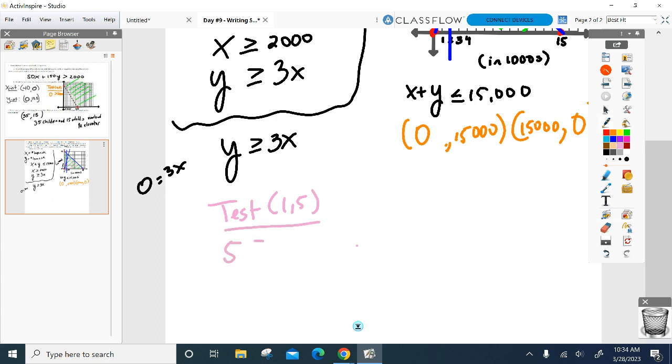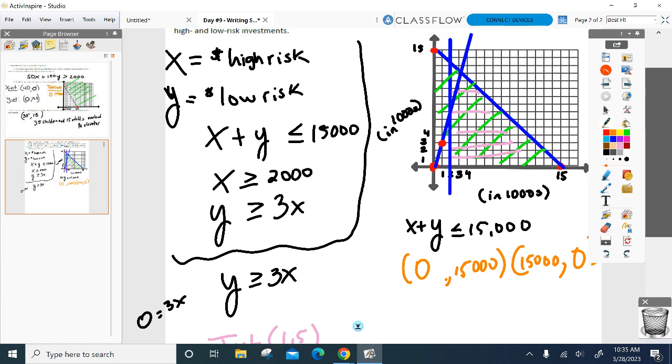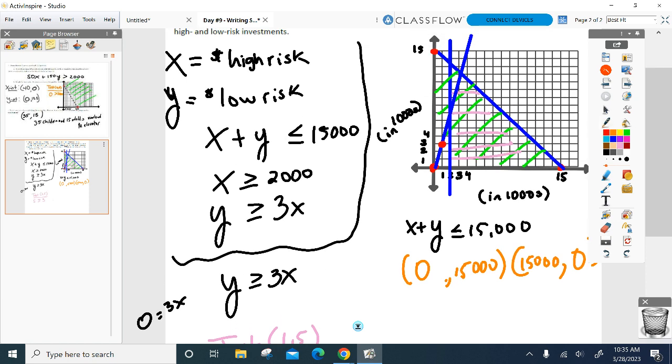So 5 greater than or equal to 3. Is that true? Yep. So I want to make sure in this case, my shading goes towards 1.5. Remember what we talked about? No reason to shade, no reason to shade. None. Up here, no reason to shade. There it is. Everyone see my final resting place right there. There's my shaded region.